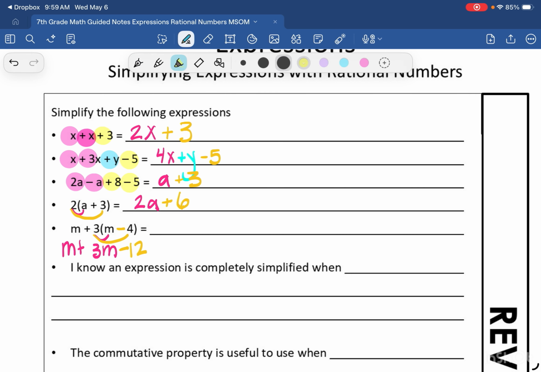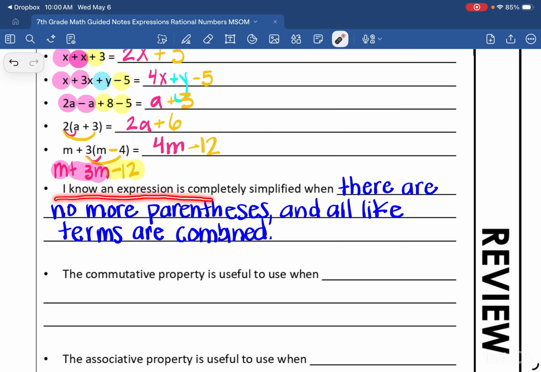And then I'm going to look at my common terms here. So I have m, 3m, and then I have this -12. So combining those together, m plus 3m is 4m, and then I have my -12. I know an expression is completely simplified when there are no more parentheses and all like terms are combined.